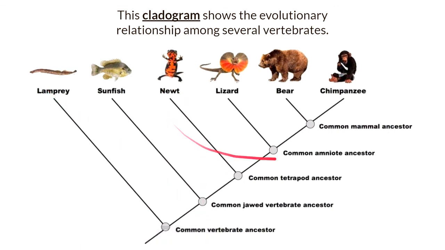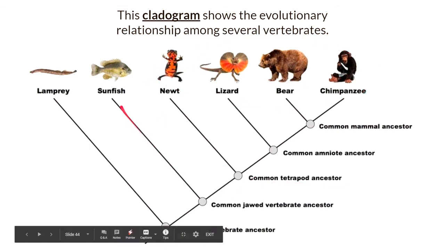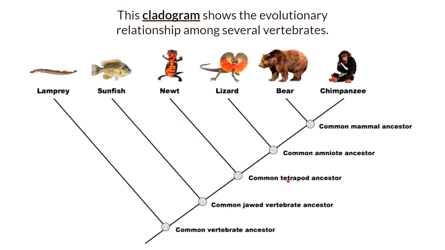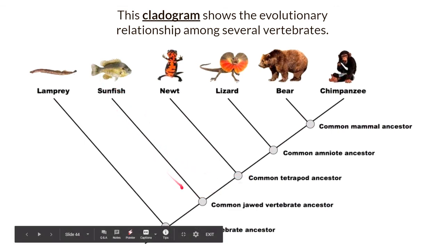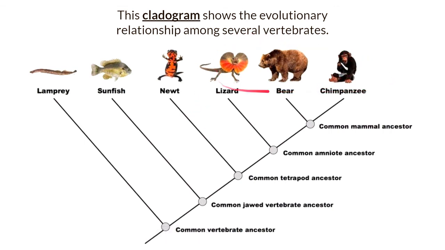Now at this point, this group, newt, lizard, bear, and chimpanzee, is shown to have a common tetrapod ancestor. And we know that sunfish is not a tetrapod. When we say tetrapod, tetra, four, pod, feet, four feet or four limbs. And sunfish do not have four limbs, so they are shown to split from this at this point. Now, lizard, bear, and chimpanzees are shown to have a common amniote ancestor, so different from newt, which is an amphibian.